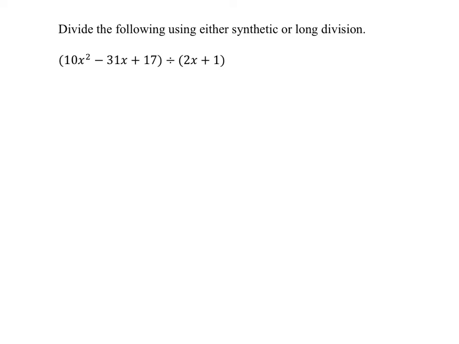Divide the following using either synthetic or long division. 10x squared minus 31x plus 17 divided by the quantity 2x plus 1. Let's start with a little vocabulary. What we're dividing by, in this case the 2x plus 1, remember that is called your divisor. So whatever you're dividing by is your divisor.